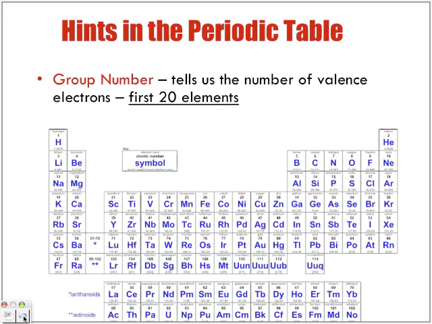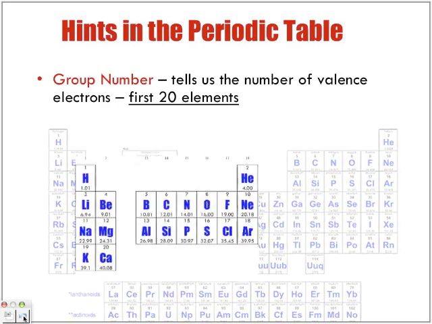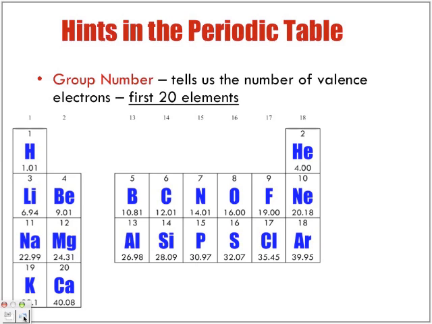Now, some more hints. Group number, as I told you guys, tells us the number of valence electrons, and this works primarily for the first 20 elements. So, we've got the entire periodic table here. Let's look at the first 20 elements, because this rule is going to apply greatly for the first 20, and that's all you're going to be responsible for. So let's look at the first 20, and notice how the group numbers are numbered. 1, 2, look at the gap here. This gap here has what we call the transition metals. We'll worry about that next year.